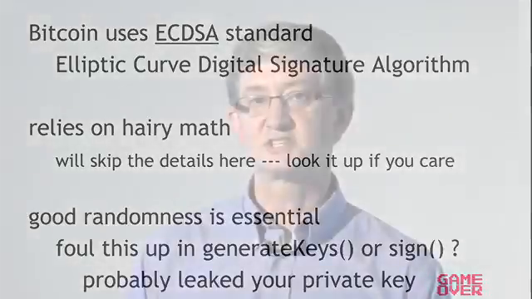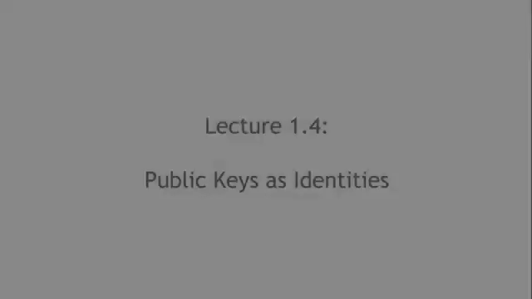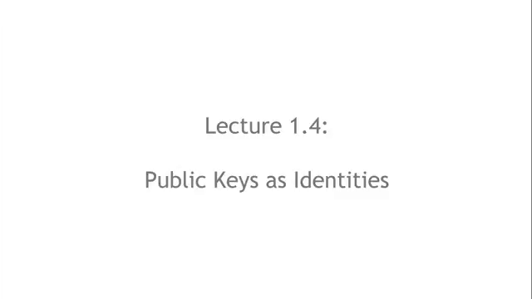So that completes the discussion of digital signatures as a cryptographic primitive. And then in the next segment, we'll move on and talk about some applications of digital signatures that will turn out to be useful in building cryptocurrencies. In segment 1.4, we'll move on, having covered digital signatures, and talk about a nice trick that goes along with digital signatures.